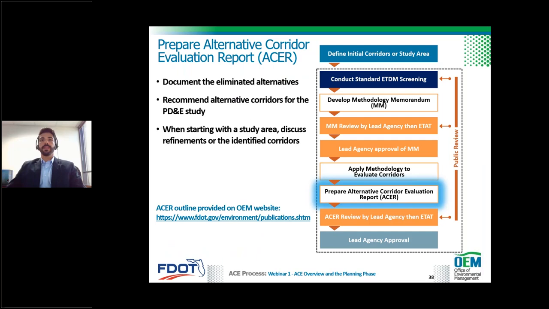Now it's time to take all of the data and results from the analysis and wrap it up in an alternative corridor evaluation report, or ACER. The ACER documents the alternatives that are eliminated or carried forward to the PD&E study or next phase of the project. Depending on the goal, it could also be used to document the newly identified corridors or the refined study area. When developing the ACER, it's good practice to reach out to OEM to get the latest sample of ACERs from other projects. There's also an ACER template on the OEM website on the screen and available as a handout in the GoToWebinar application.